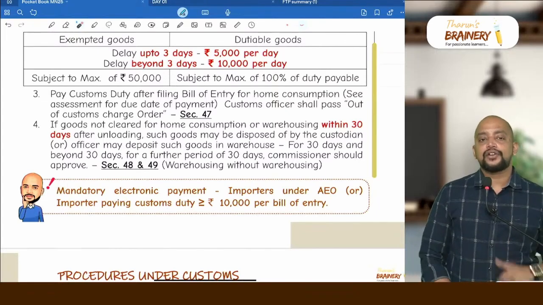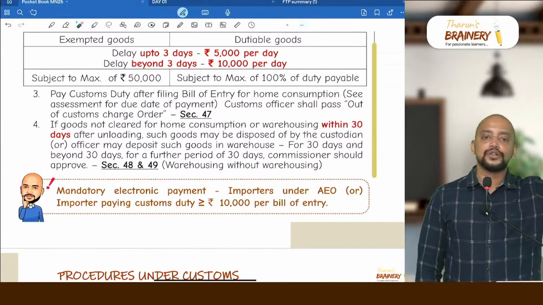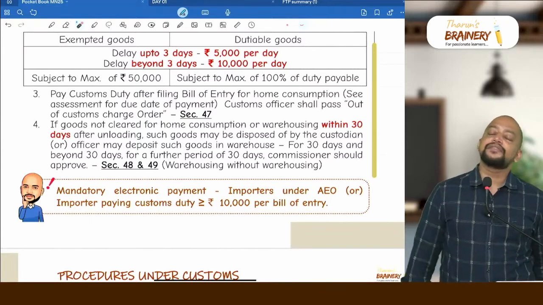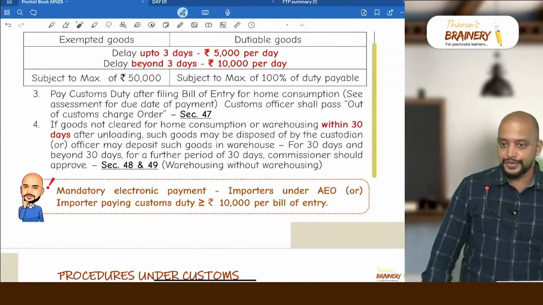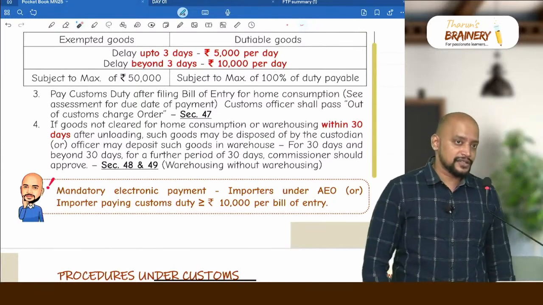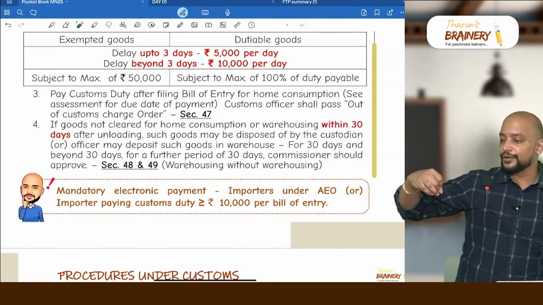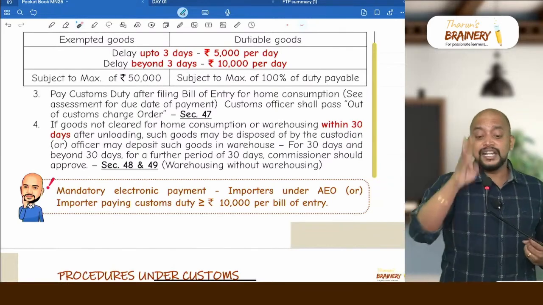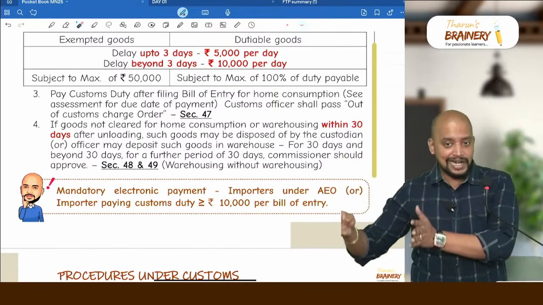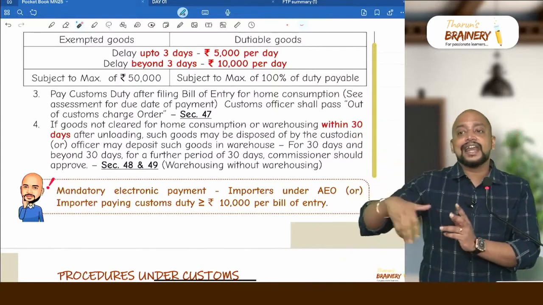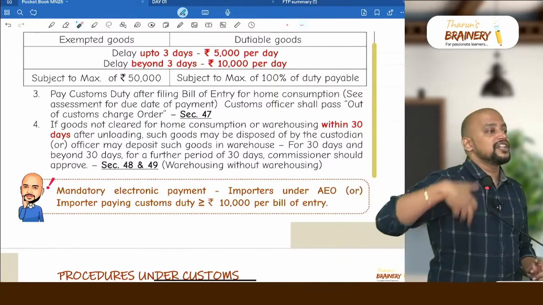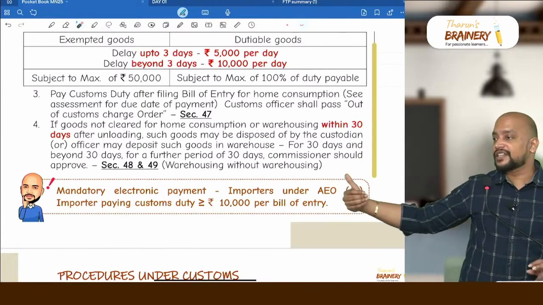Within 30 days, if we are not clearing, the customs officer will sell those goods by way of auction. Cleared means what? Either we need to file a bill of entry for home consumption, or we need to file a bill of entry for warehousing. If you are not doing either of these two things, then those imported goods will be auctioned, or they may be kept in a warehouse for a period of 30 days. Again, for how many days will it be kept? 30 days. After 30 days, they will again take a review whether to dispose of or to extend it for a further period of 30 days.